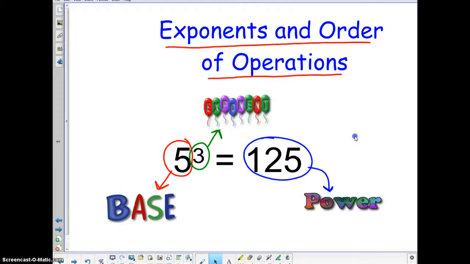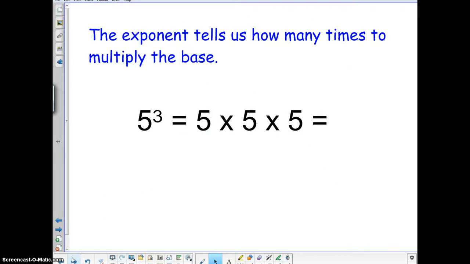Okay, I have to move on. If you do need more time to copy this down, just pause the video here, but I do have to move on for time's sake. The exponent tells us how many times to multiply the base. All right, so if you could record this equation down: 5 to the third equals 5 times 5 times 5.